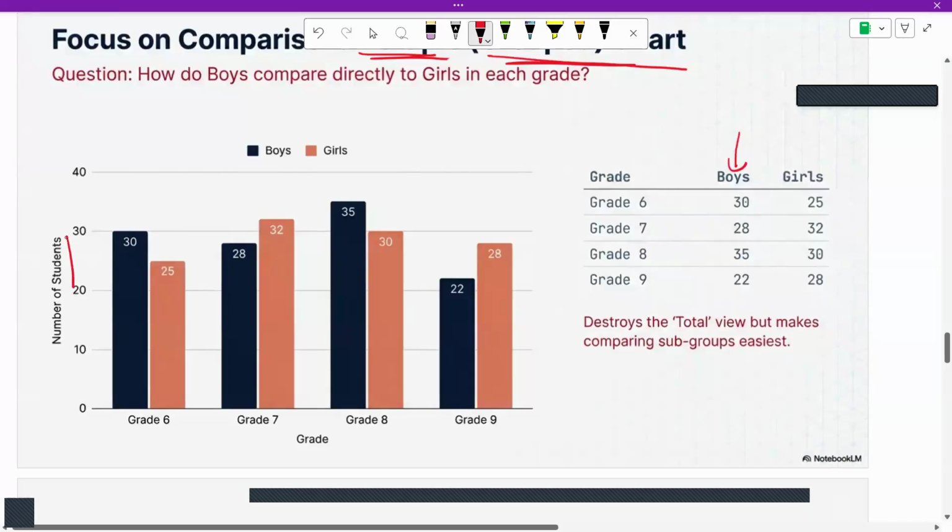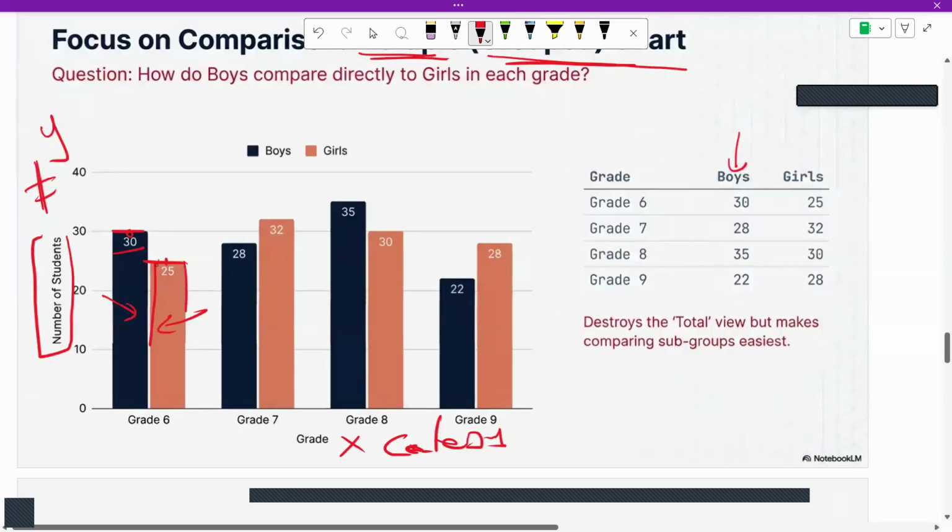We work out on boys. As usual, we have the number of students on the y-axis and the category on the x-axis. Here the boys are 30. We put the point here for boys, and here the point for girls, and connect. If we have different colors, we can use them; otherwise we can use this kind of mark. Don't make it blank. We can draw grades 6, 7, 8, 9 in the same way.